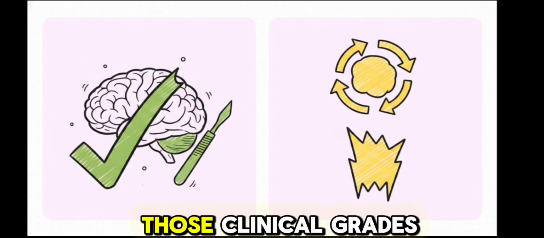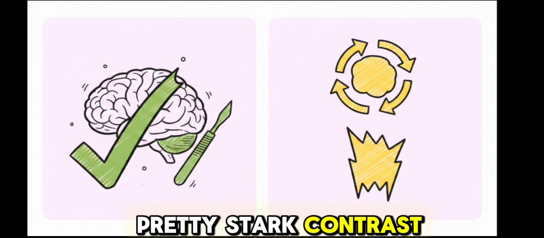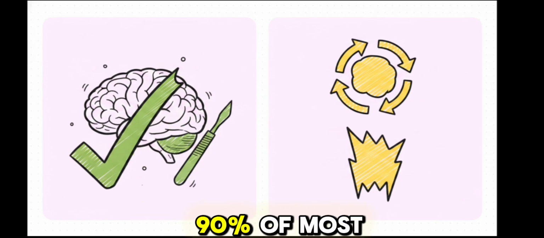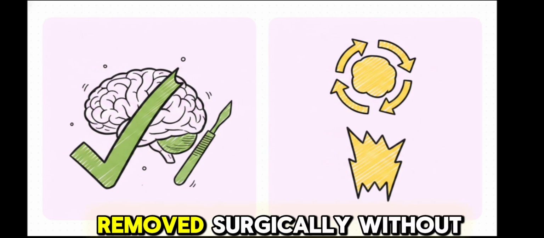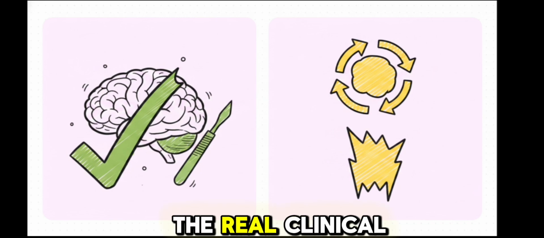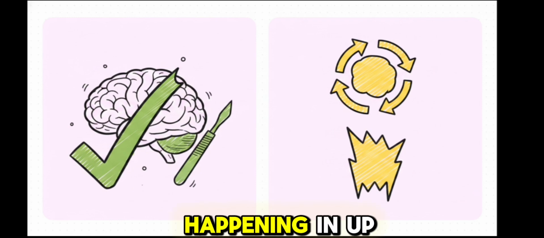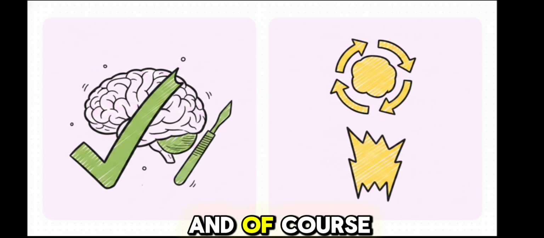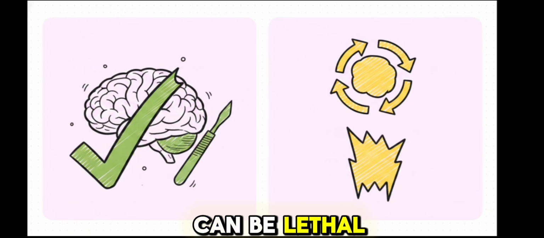When we translate those clinical grades to actual patient outcomes, we see a pretty stark contrast. On the highly favorable side, 90% of most meningiomas, these are your standard grade 1s, can be successfully removed surgically without any residual changes. That's a great metric. However, the real clinical challenge arises with grade 2 atypical meningiomas, where recurrence becomes a huge issue, happening in up to 30% of cases. And of course, while rare, those grade 3 frankly malignant meningiomas can be lethal.